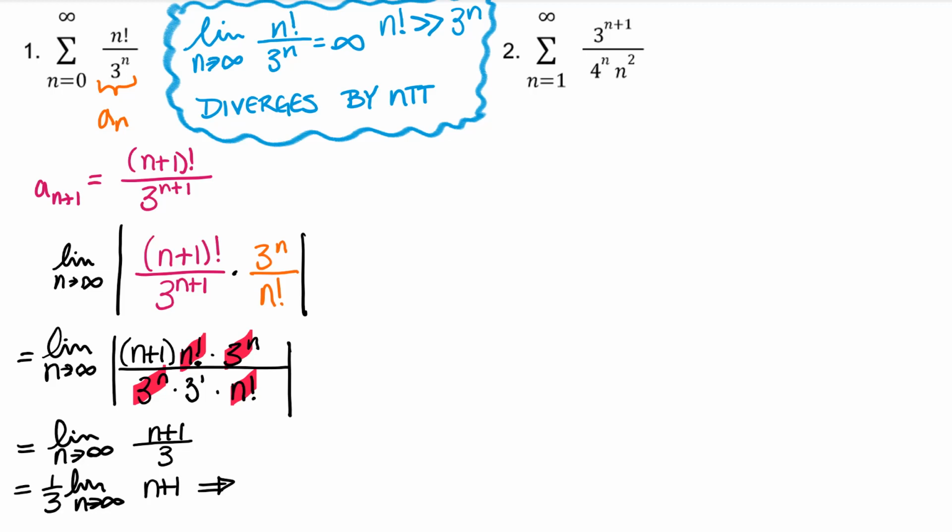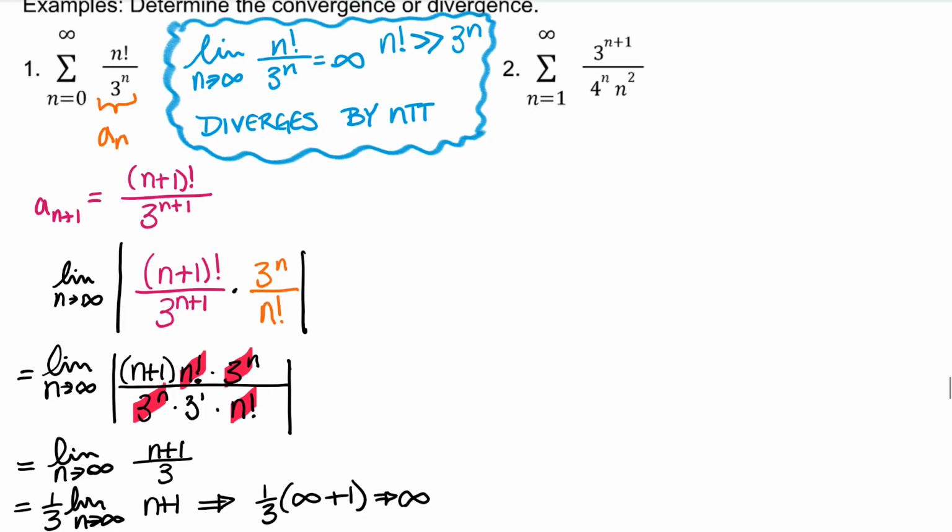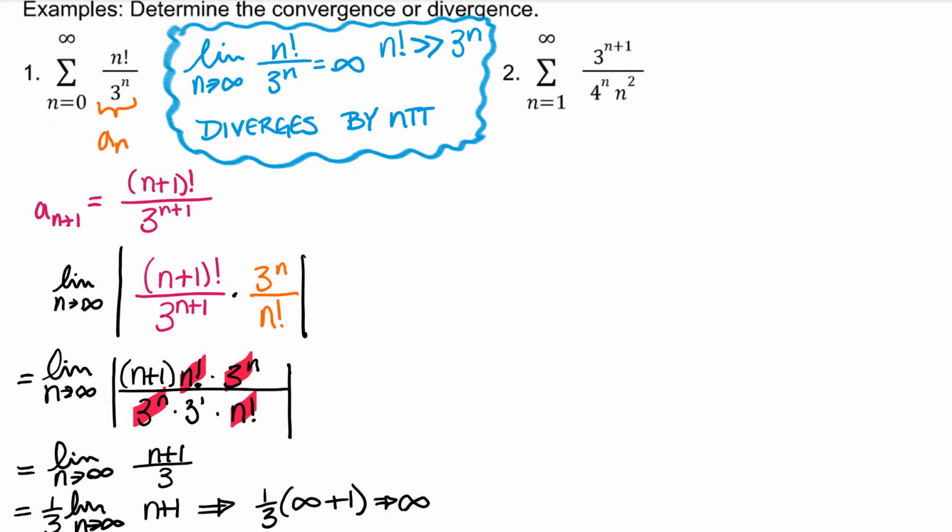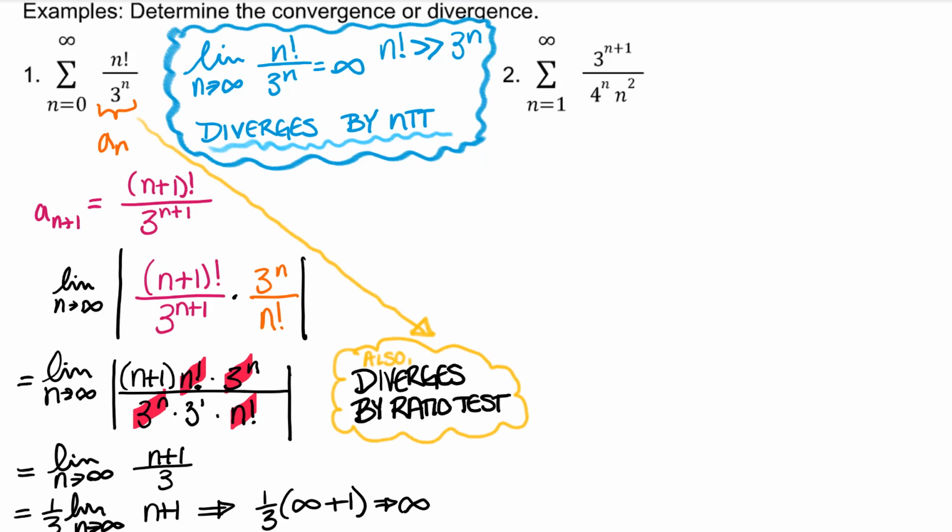And when you plug in infinity, you get 1/3 times infinity plus 1. That's definitely infinity, so this diverges by the ratio test. We were only using the ratio test to confirm what we already knew from the nth term test. Don't waste your time with more difficult tests if you can determine the divergence of a series very quickly with nth term test.